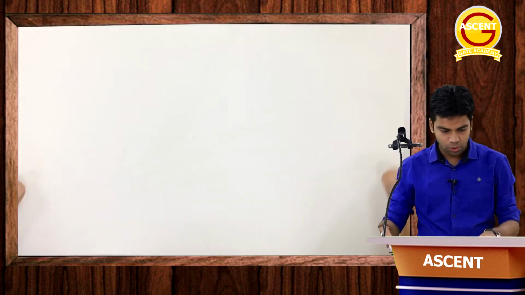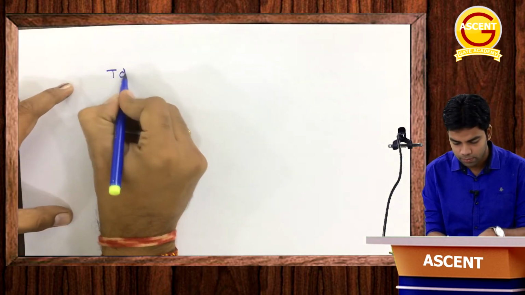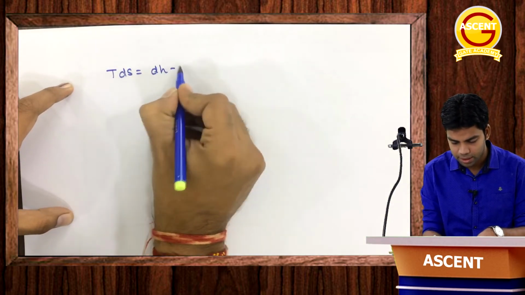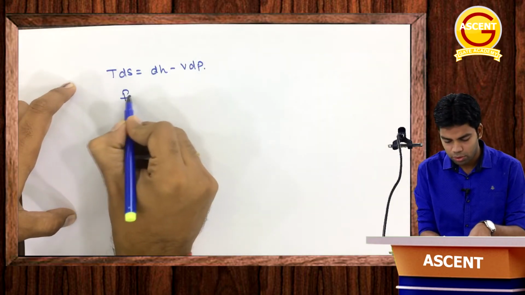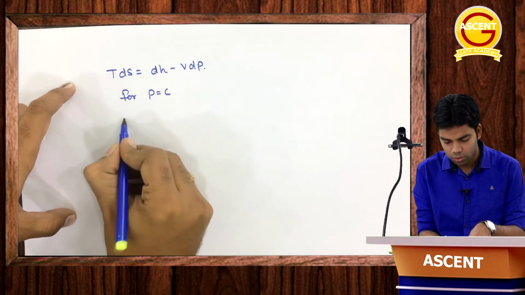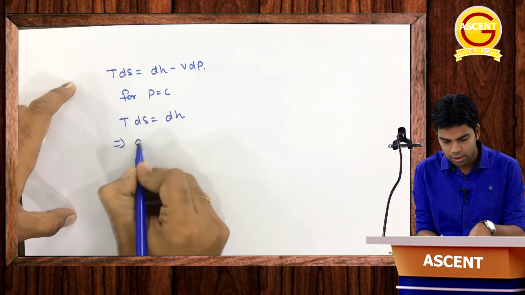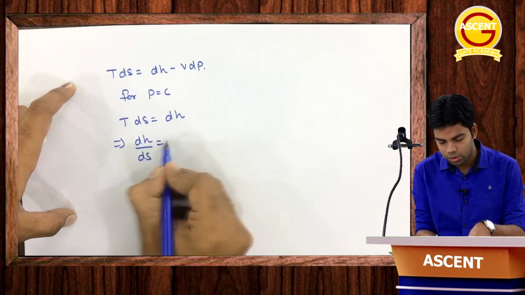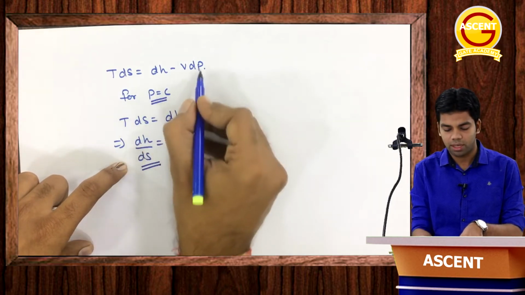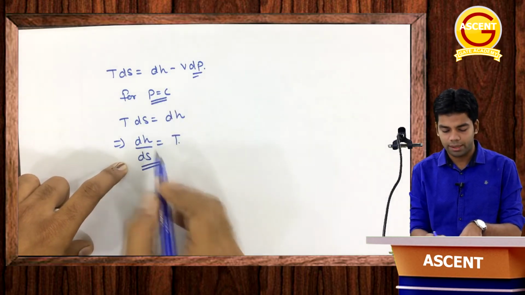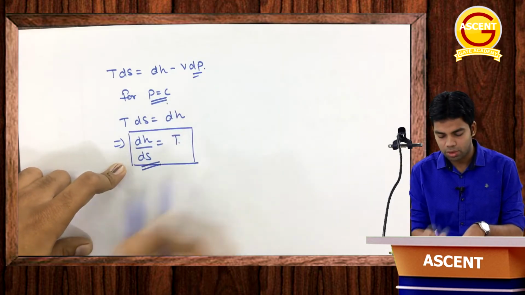I will show you. As we know, TdS is equal to dH minus VdP. We are looking at constant pressure. So for pressure equal to constant, obviously TdS is equal to dH, or you can say dH by dS is equal to T. dH by dS means the slope of which curve? The constant pressure curve, because we have P equal to constant, and in this case we get the slope dH by dS equal to T.